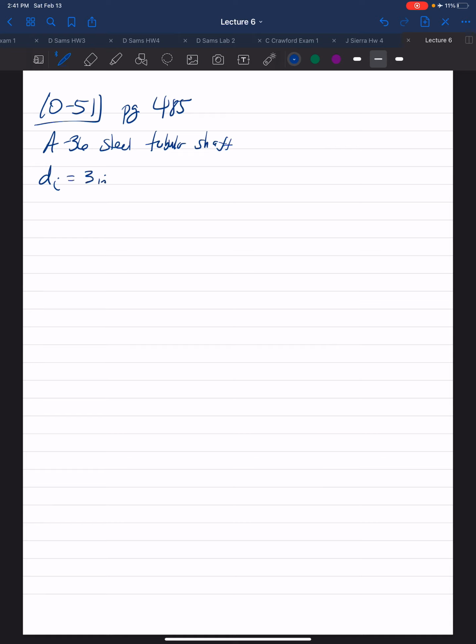We're in US units. So our inner radius is 1.5 inches, has an outer diameter of 4.5 inches. So our outer radius is 2.25 inches. So they want the angle of twist of the shaft at A relative to C.